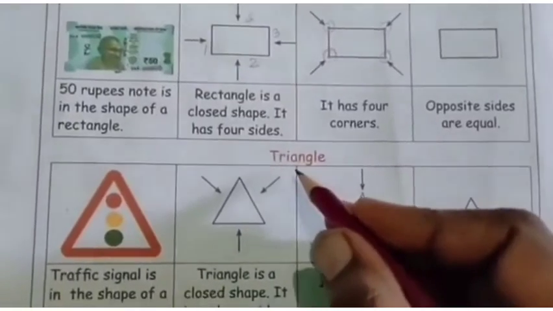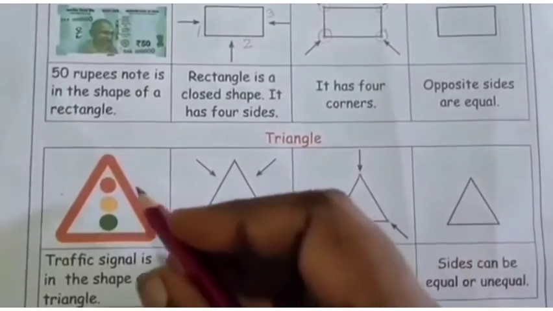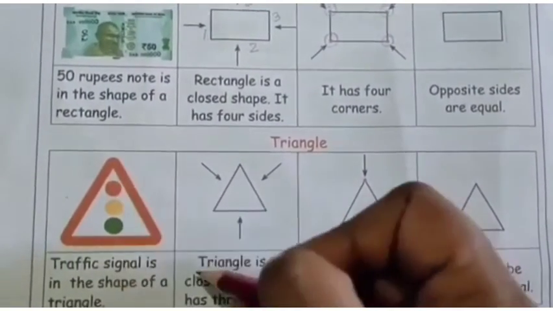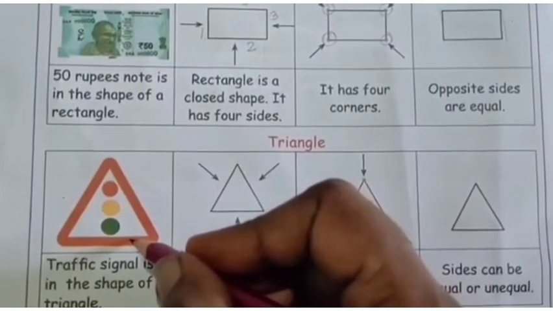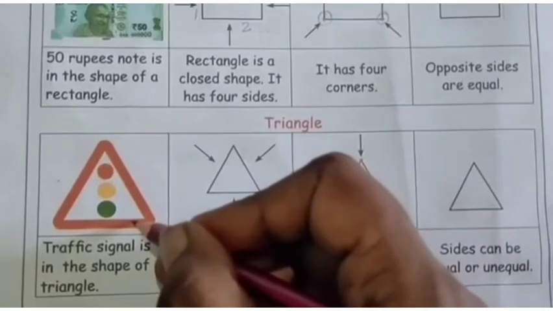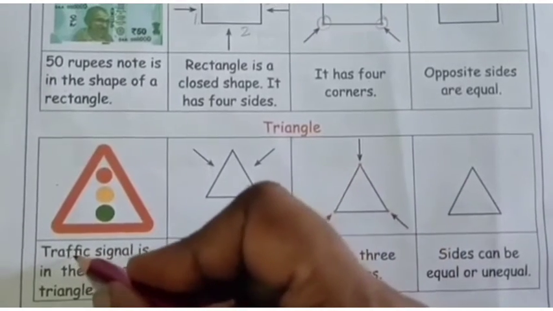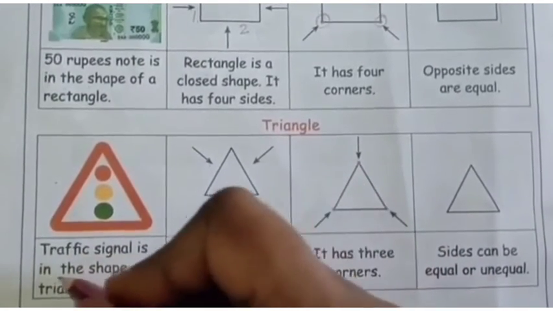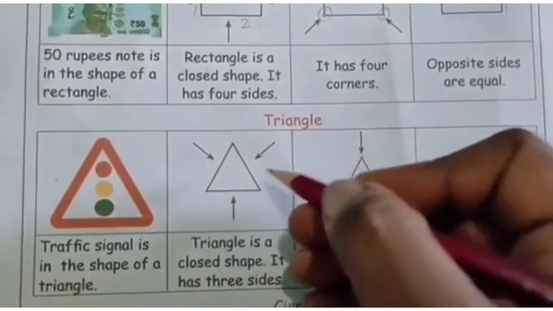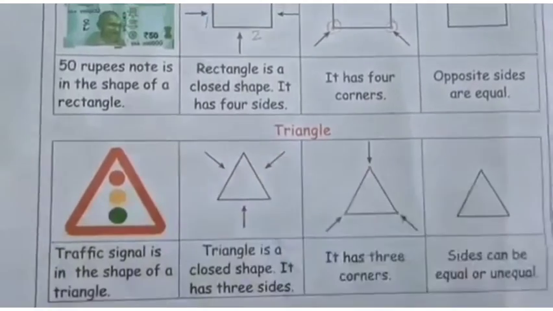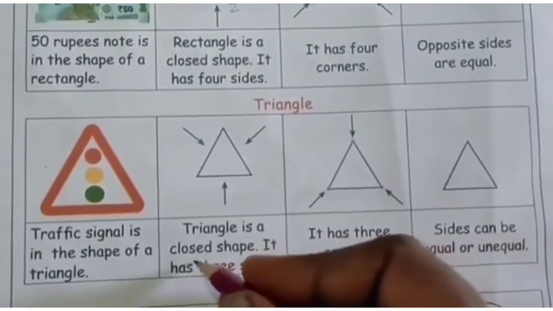Next, we move on to triangle. This is a traffic signal. You might have seen it on the roadsides, okay? Traffic signal is the shape of a triangle. Triangle shape la irukku traffic signal.